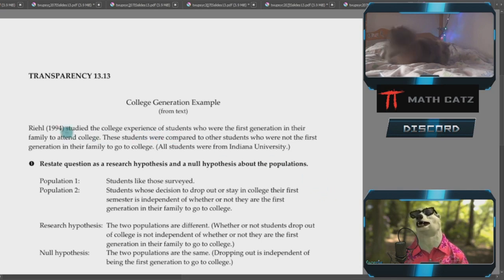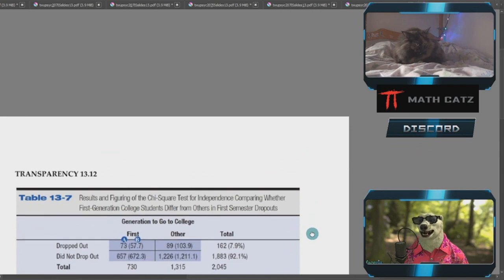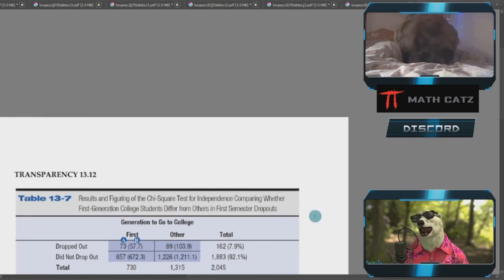So we have here a study of the college experience of students who were the first generation in their family to attend college. These students were compared to other students who were not the first generation in their family. So let's have a look at actually what is observed here. Let's just show the table. Now, a lot of things are going on there. We don't have it all in the beginning, but we have these observed numbers.